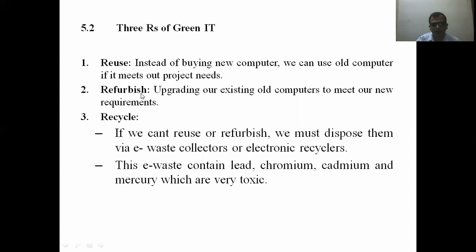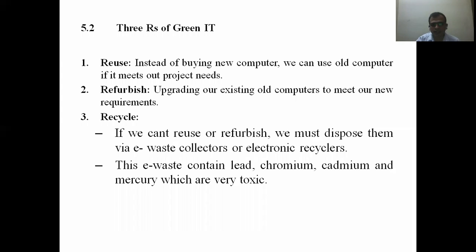Okay, refurbish, upgrading our existing old computers to meet our new requirement. So by increasing the RAM capacity, by increasing the hard disk capacity, we can use those computers for further work. Okay, next, recycle. If you cannot reuse or refurbish, we must dispose them via e-waste collectors or electronic recyclers. Okay, we can recycle because many components can be reused again. So you can recycle those materials which will work properly. Okay, you can take those materials that can be recycled.